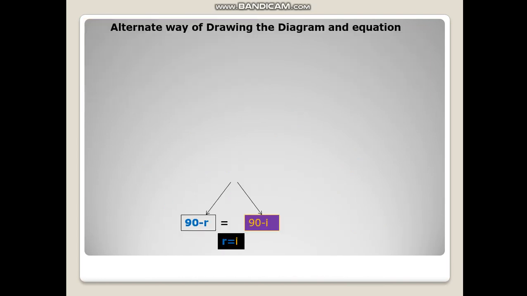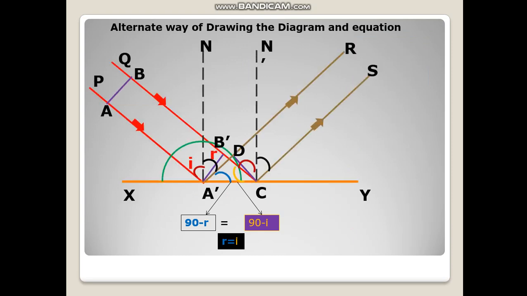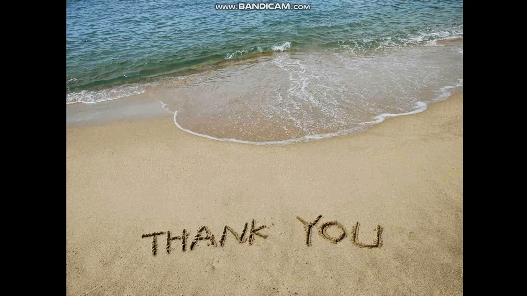There is an alternate way of drawing the diagram and the equation. This is the alternate diagram. The positions of B dash and D are interchanged because the wavefront AB is narrower than in the earlier diagram. We can have the final equation as 90 minus r is equal to 90 minus i, and r is equal to i. Thank you.